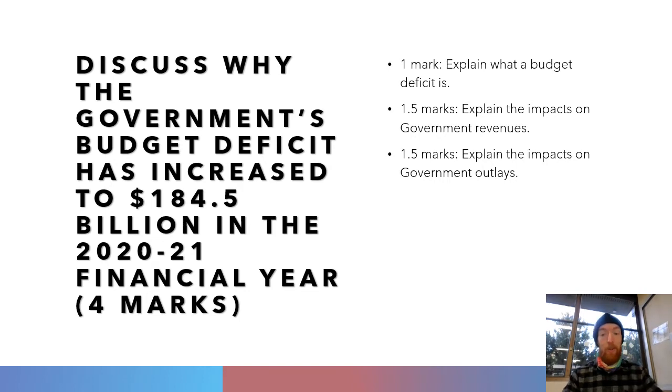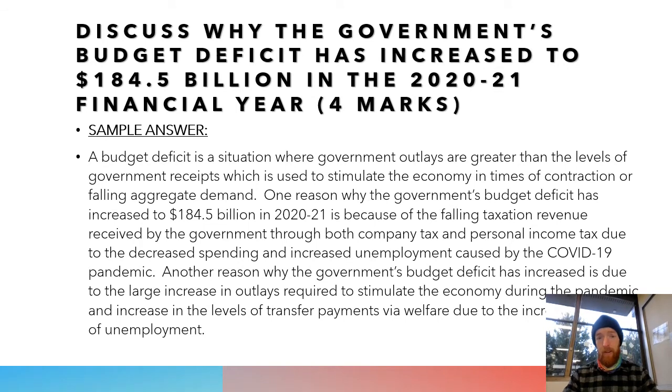So let's get into what a sample for that would look like. First up, getting that first mark for defining what a budget deficit is. A budget deficit is a situation where government outlays are greater than the level of government receipts or revenues, depending on what you want to say, which is used to stimulate the economy in times of contraction or falling aggregate demand. So that's your first mark there. Bang, all good. Then we get into talking about our revenues and outlays.